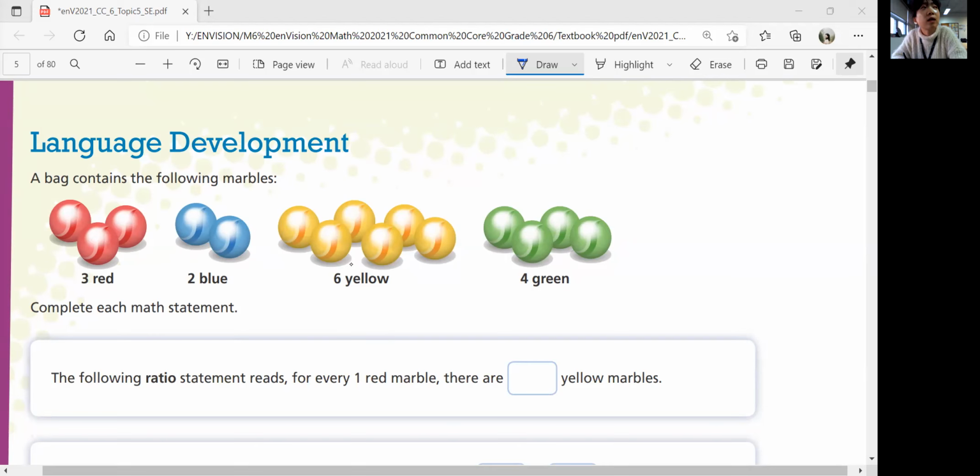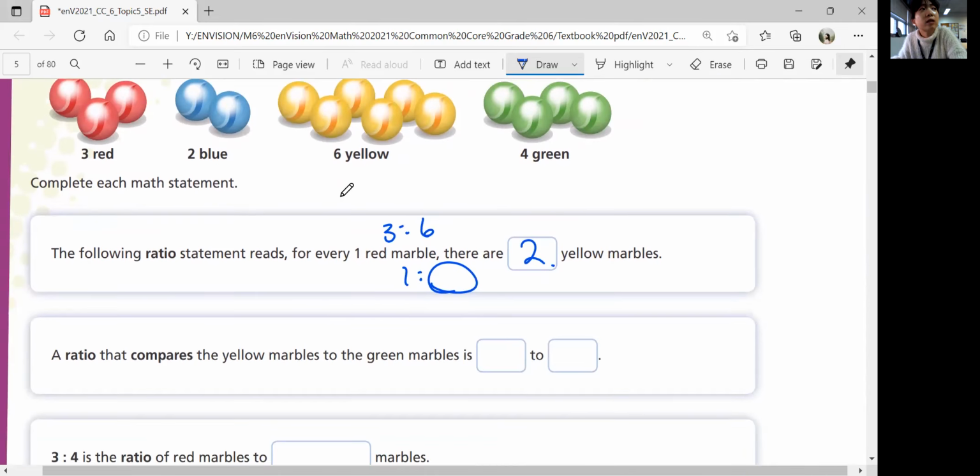You got 3 red marbles and 6 yellow marbles. So that's a ratio, 3 to 6. But if that becomes 1, how many yellow marbles do you have? 2, right? 1 to 2 will be an equivalent ratio for 3 to 6. What about a ratio that compares the yellow marbles to the green marbles? It's 6 yellow to 4 green, so 6 to 4.